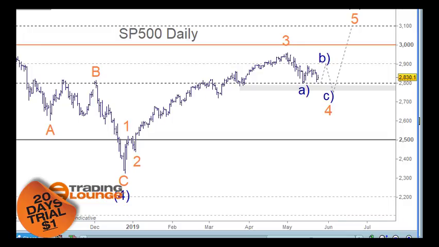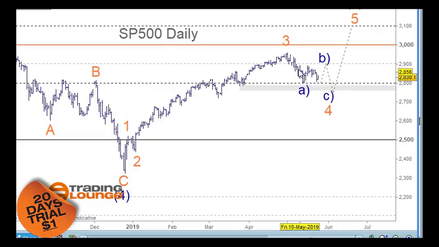Welcome to Trading Lounge and the SP 500 for the 27th of May daily chart here, and we are tracing out from wave 3 here to wave 4 here and then to wave 5 here. So wave 4s can get complicated, so at this stage we're looking at all of this being wave A here, and then an A wave here, a B wave here, and a C wave here for wave B, and then 5 waves down to the 38.2% retracement level here.